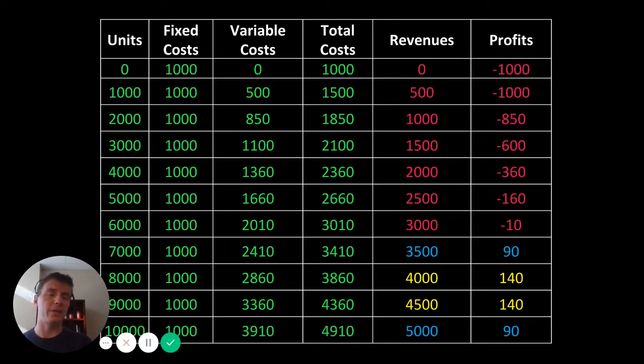If we maximize production and produce as much as we possibly can, our profits actually go down a little bit. So the optimal choice in this case is not to produce 10,000 or as much as we can. We want to produce somewhere between 8 and 9,000 units, where our profits are maximized at $140.